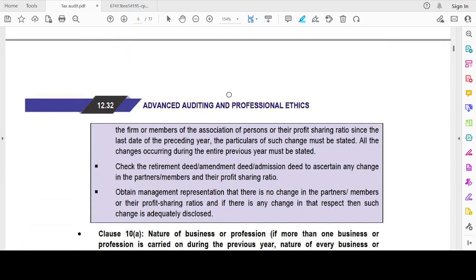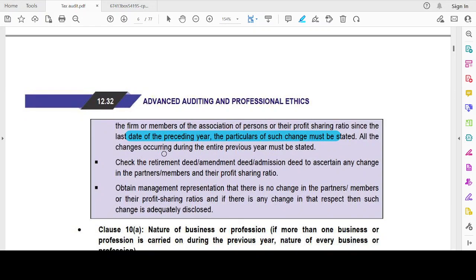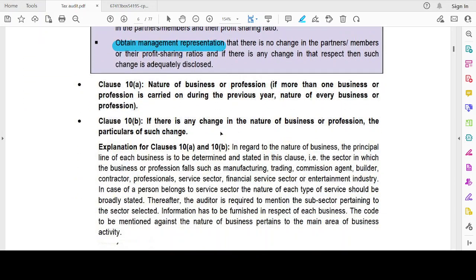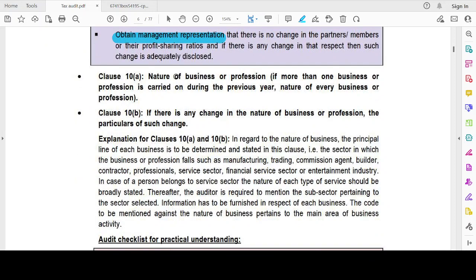If there is any change in the partners or the profit sharing ratio, all the particulars of the change must be stated. If there is any change, either in the names of the partners or members or the profit sharing ratio, I have to disclose it here. That's the only thing I have to do. And if there is no change, I have to obtain a management representation. Now, let's move on to the next clause.